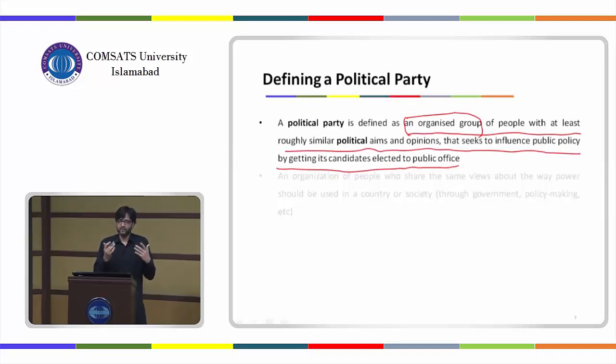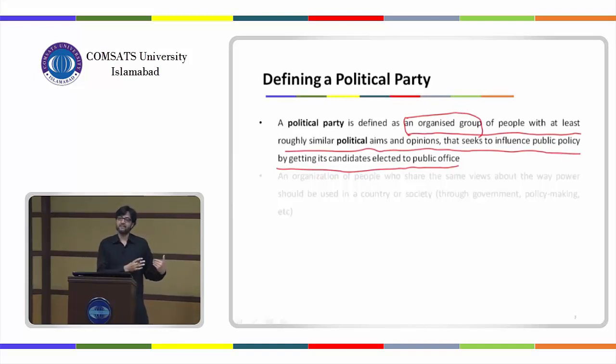The people usually wish that these kinds of things should have happened, and then these political parties devise their own manifestos, their own slogans, and then they go to the public and ask them to vote for them so that they can serve them better. This is how it is.